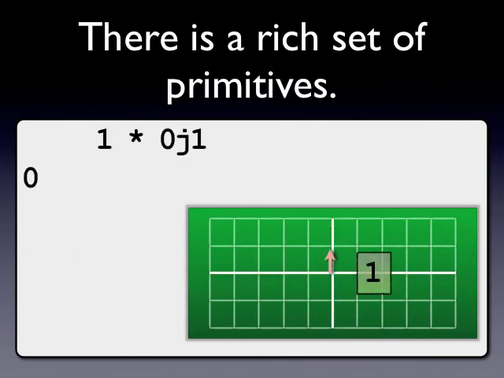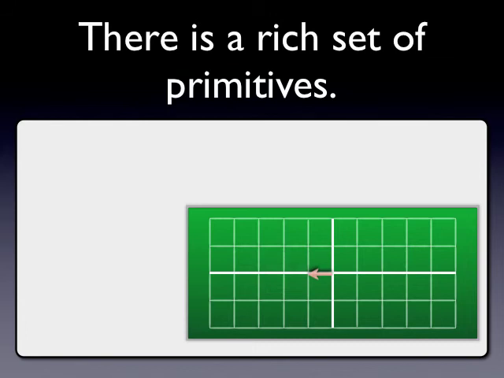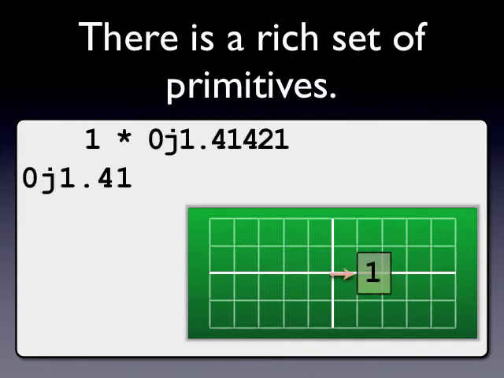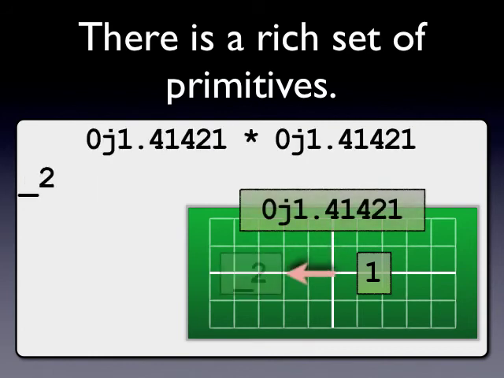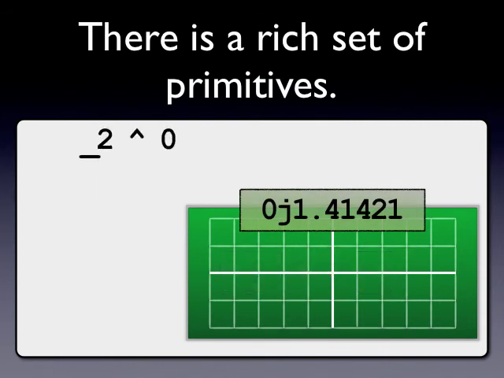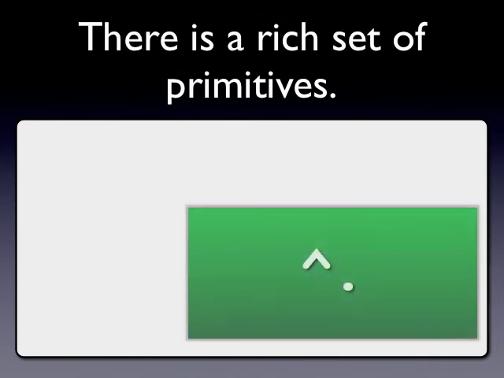So multiplying by the imaginary unit twice moves it to the opposite side of the number line, effectively making it negative. Using this process in our original example, we take the imaginary square root of 2 and multiply it by itself to get negative 2. So the square root of negative 2 is 0j1.41421.